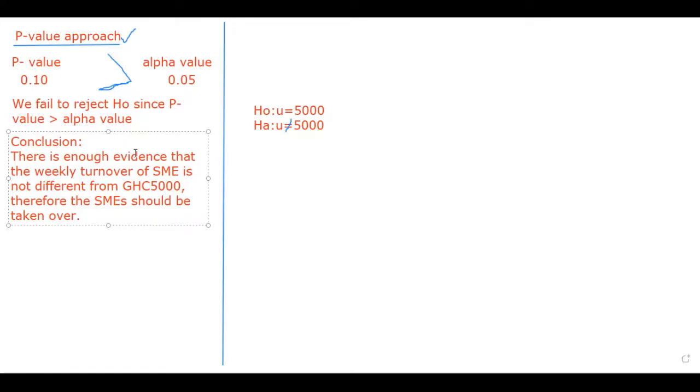So here there's enough evidence to show that the weekly turnover of SME, small medium enterprise activity, is not different from 5,000. Therefore, the SMEs should be taken. So you are done solving for this particular hypothesis. Do you understand before we move to a different question? Okay, so let's move on to the next question on the slide.